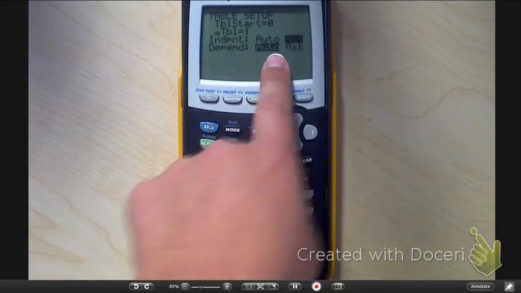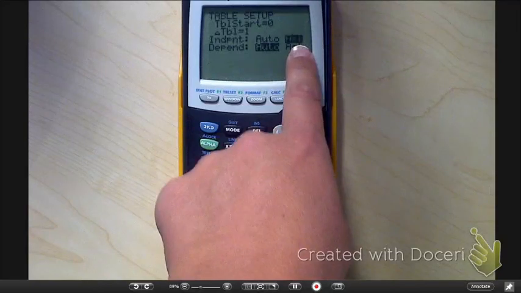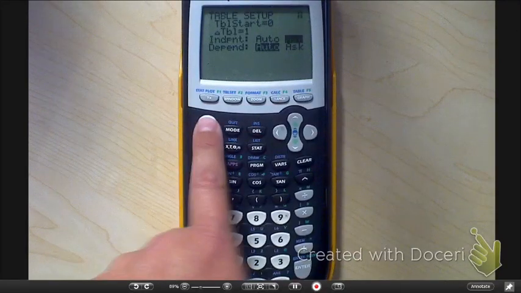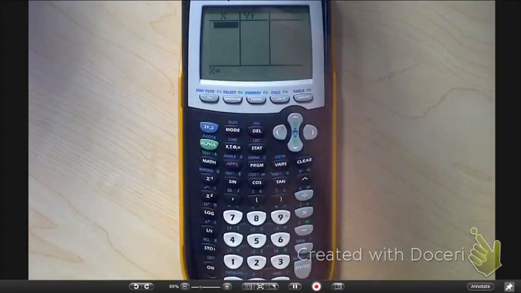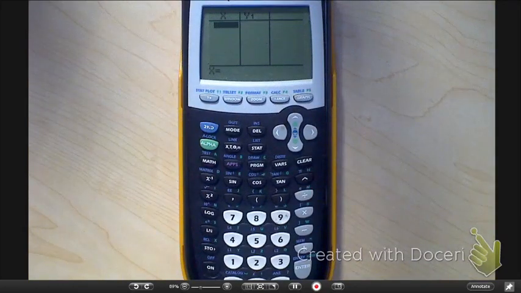When you're done with that, when you set your independent variable to ask, go back to the table again. So we go to second table to go back to the table, and now it's blank. And now you get to type in your own x values. So remember that we are typing in numbers that are very, very, very close to 2.